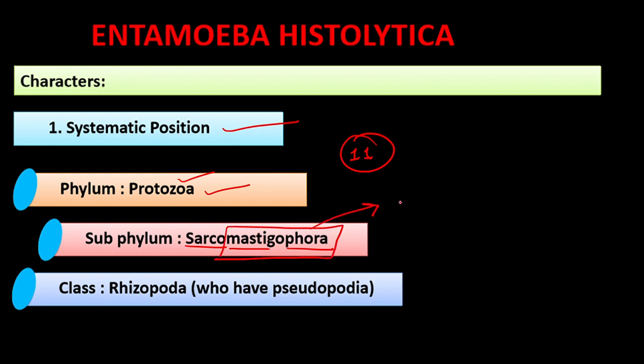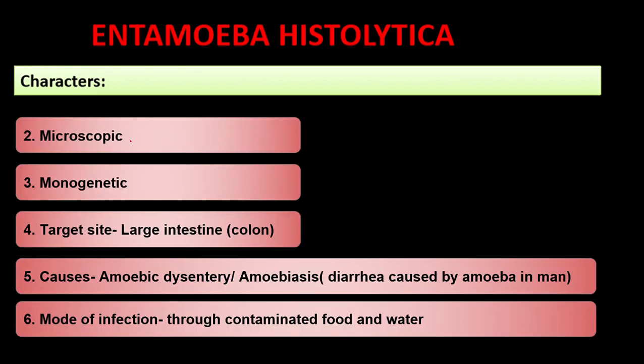Now, in the comment box, write about the Mastigophora. In which chapter have we studied the Mastigophora? Do you remember it? It has something to do with flagella. Do write it in the comment box and let me know who remembers. The class is Rhizopoda. Rhizopoda are organisms that have pseudopodia. Are these macroscopic? Yes. They are monogenetic.